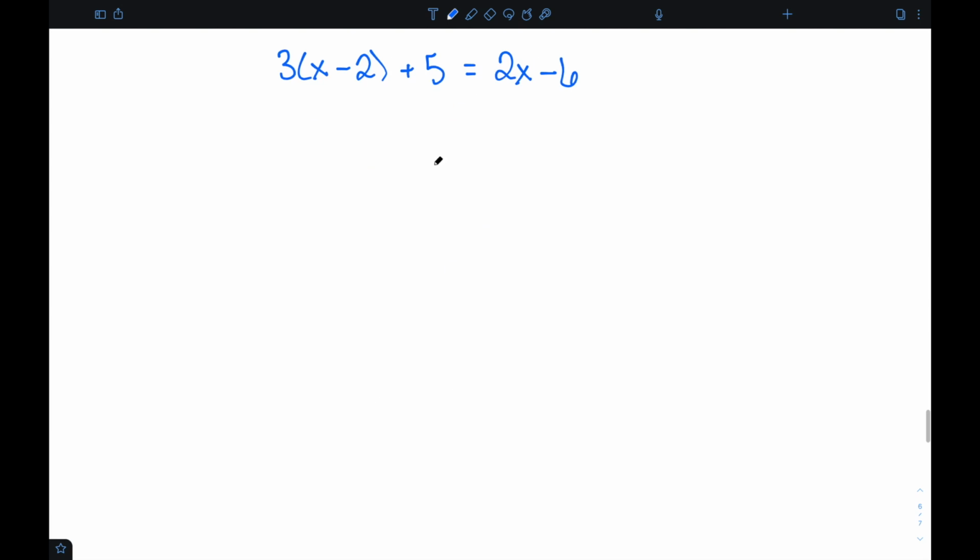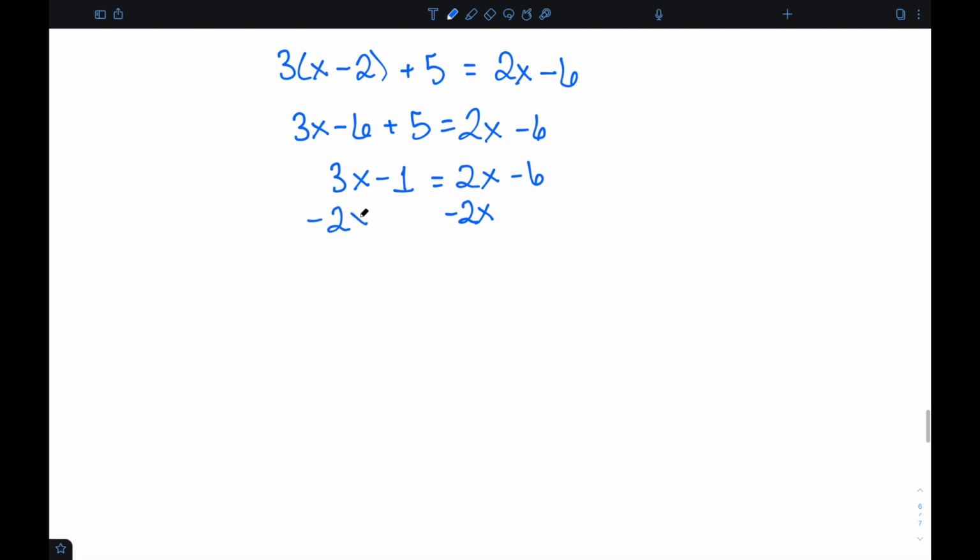Now let's look at an equation that will require some simplification. On the left-hand side, we have a parentheses, so we have a 3 times x, and then 3 times -2, which is -6. -6 + 5 is -1, so the left-hand side becomes 3x - 1. We then want to get our variables together, so I'll subtract 2x from both sides. 3x - 2x is 1x. -1 is equal to -6.